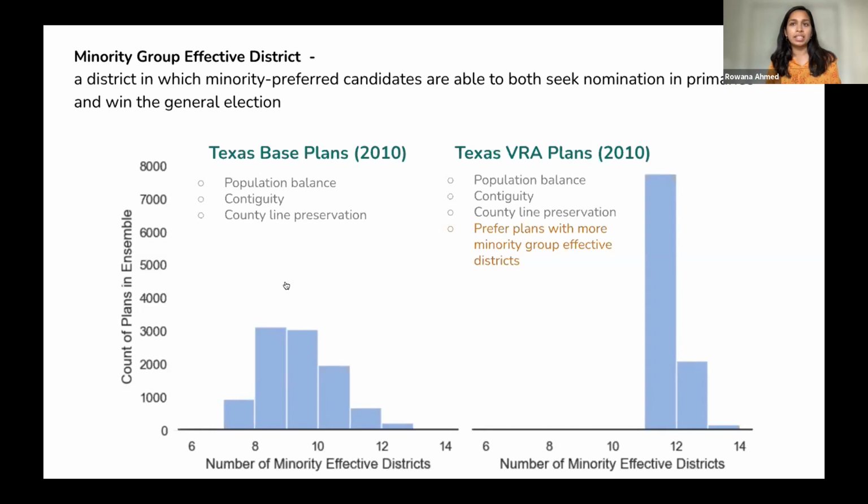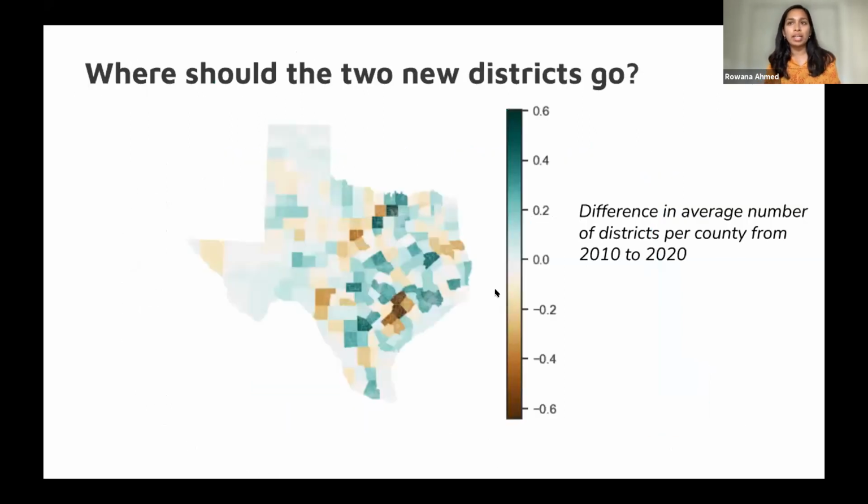So this really highlights how vastly plans can differ if minority representation is accounted for during the design process. With this in mind, if we now think ahead to the upcoming cycle and consider options for where the 2 new districts might go, it's important for us to remember that the placement of these districts is crucial to fair representation. So what we're showing here is the difference in the average number of districts per county in our ensembles when we compare 2010 plans to 2020 plans.